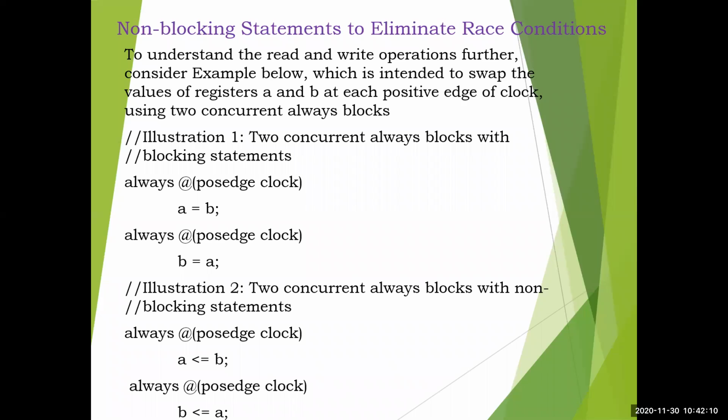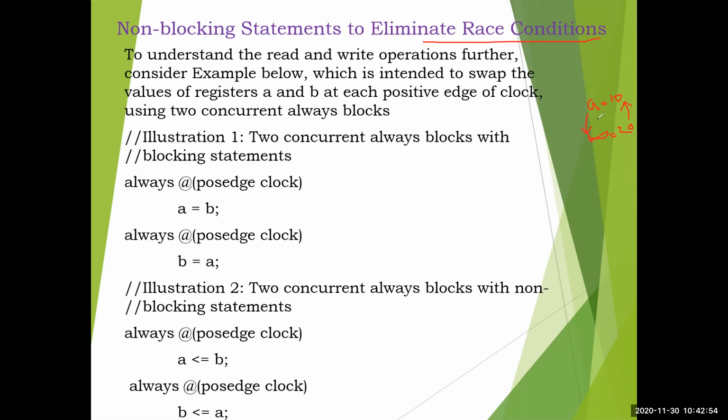Another important application is to eliminate race conditions. So we have to understand by an example, eliminating the race condition. To understand the read and write operations further, consider the example below, which is intended to swap the values of registers A and B at each positive edge of clock using two concurrent always blocks. For example, I have A equal to 10 and B equal to 20. I need to swap the values. Whatever value is in B should come to A, and whatever value is in A should come to B. Swapping. For that we'll use both blocking as well as non-blocking blocks.